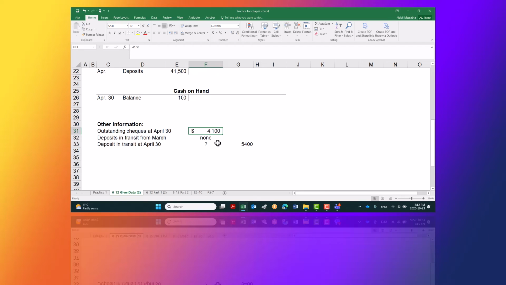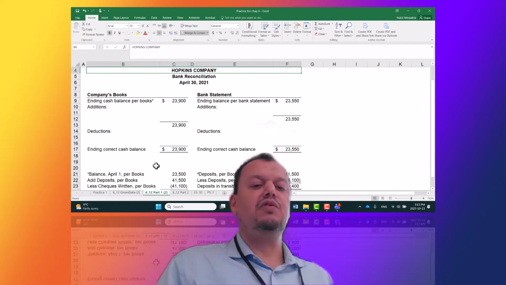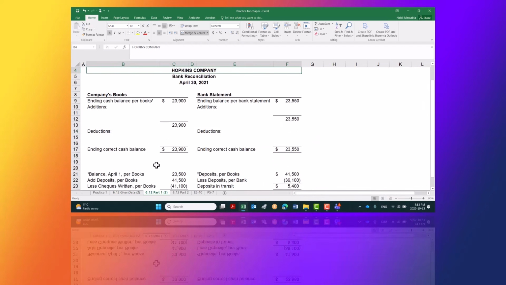$41,000 is the amount of checks that the company issued to their suppliers, but the beneficiary did not yet submit the checks to the bank, which simply means the bank is not aware of it. They are not aware that you have issued these checks. So this is a reconciliation item. Someone doesn't know this information. It has to show up in your bank reconciliation statement.